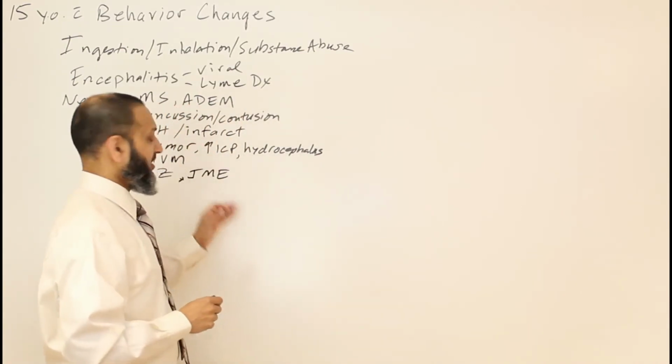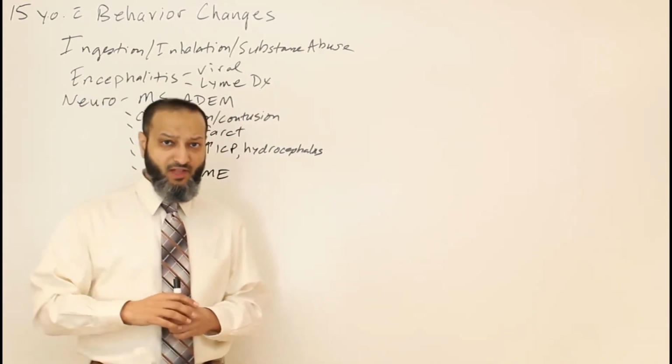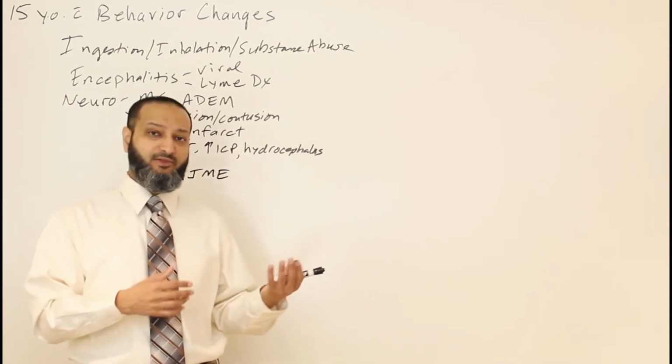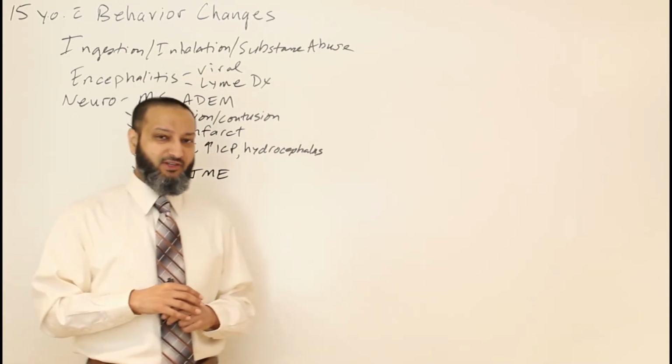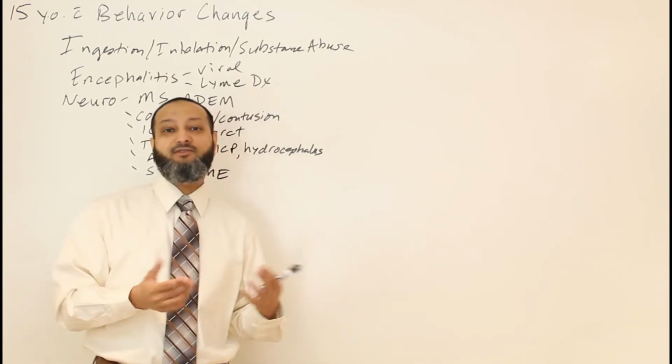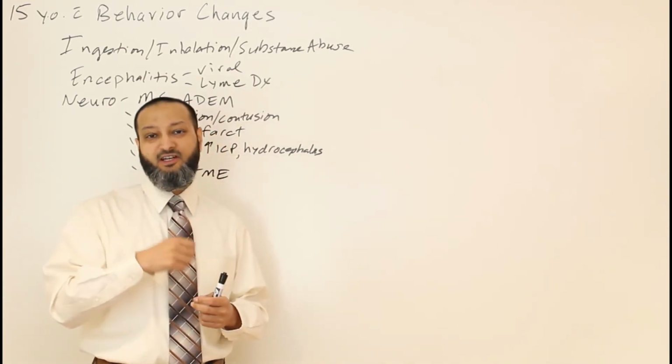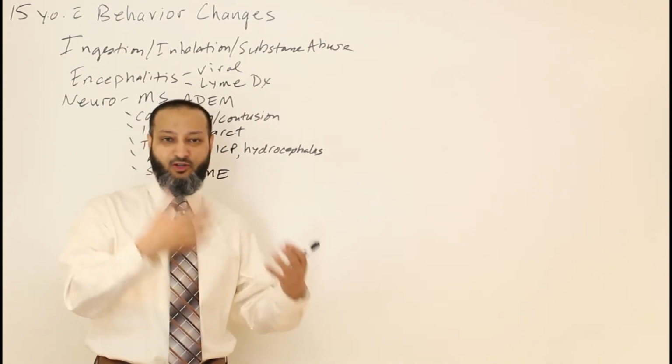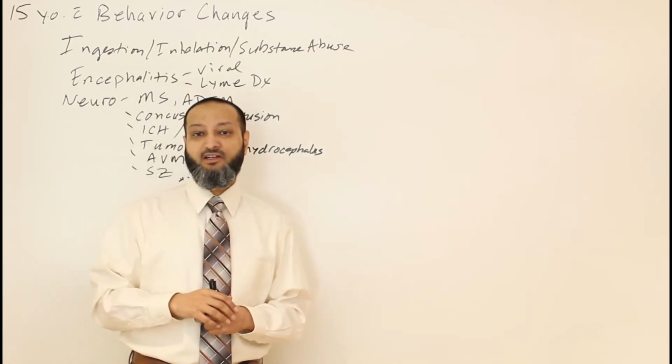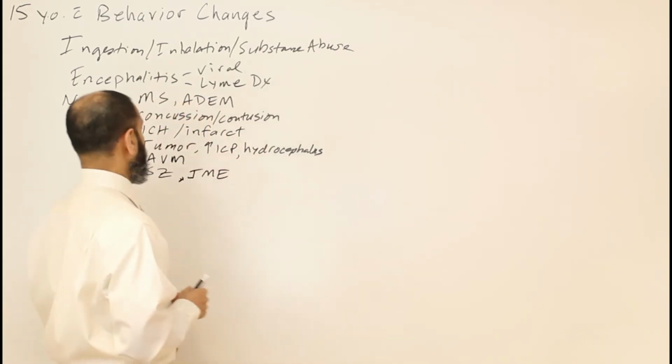So juvenile myoclonic epilepsy is another seizure entity that can present at this age, and maybe doesn't have the classic behavior changes, but it could be perceived as behavior changes because they seem to be throwing things or clumsy and dropping things, and that could be something to consider as well.